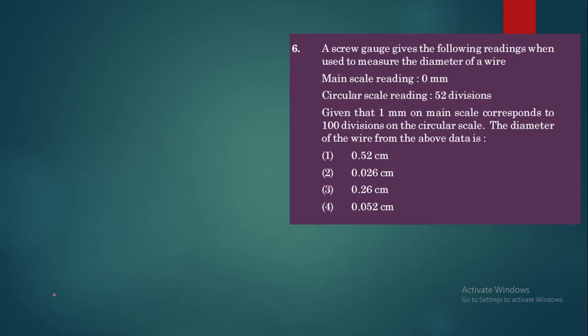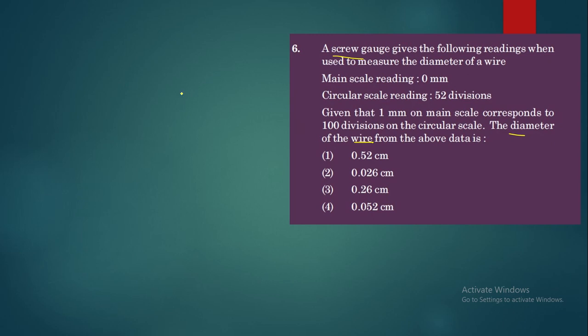Hello everyone, let's continue our discussion. From the last part, we are discussing the NEET 2021 question paper. So here in this question, a screw gauge is given, and with the help of this screw gauge, we are supposed to measure the diameter of a wire.